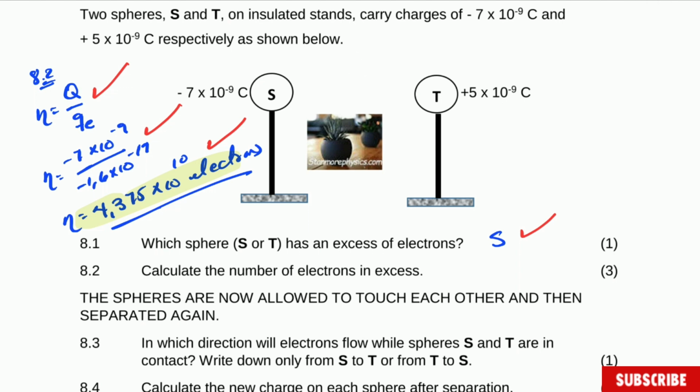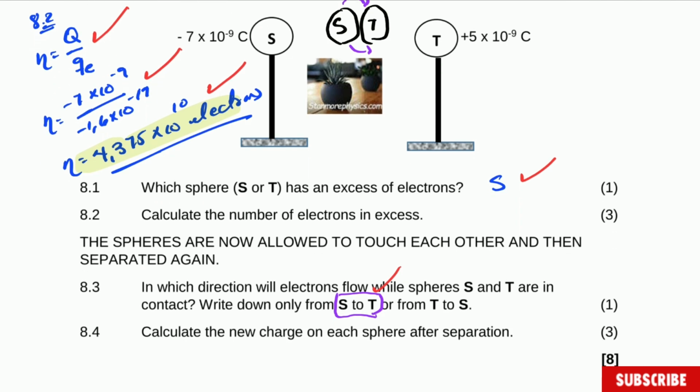And remember, this will happen when the spheres are touching each other. There will be S, there will be T. They are touching each other, and then during that process the electrons will be transferred from S to T. So that is the answer here, S to T. If you say that, then you will get 1 mark, S to T.